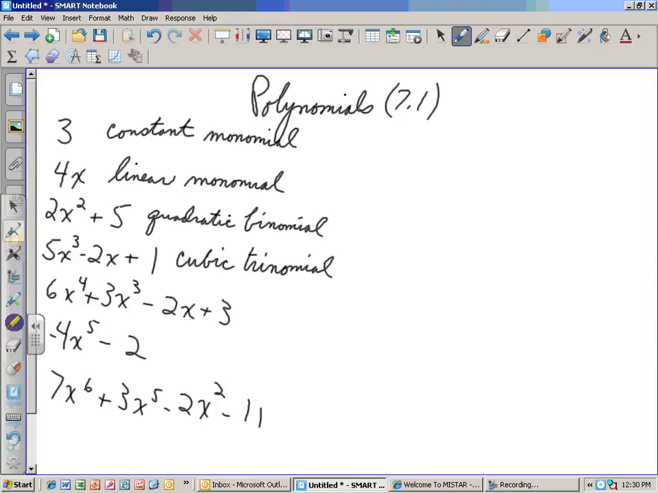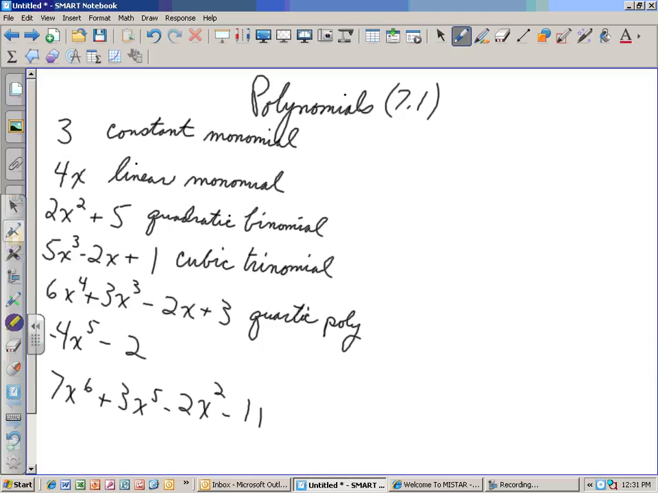The 6x to the 4th plus 3x cubed, because it's of degree 4, we call this quartic. Q-U-A-R-T-I-C. That is a quartic. And it's more than 3 terms, so we're simply going to say this is a quartic polynomial. If it's any more than 3 terms, it's simply a polynomial.